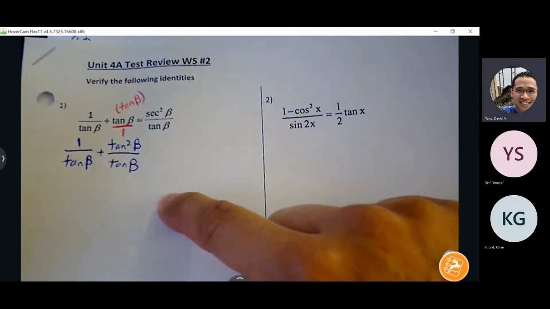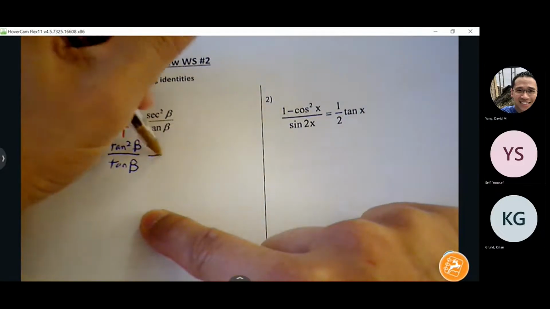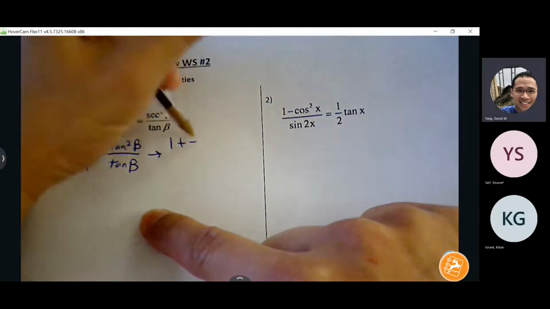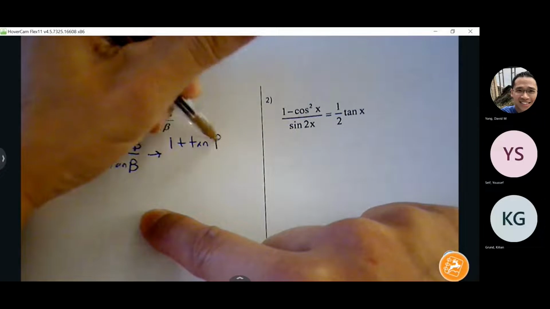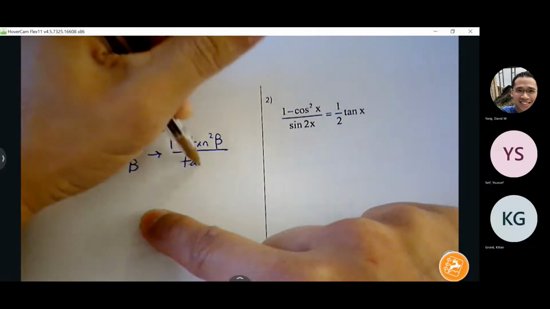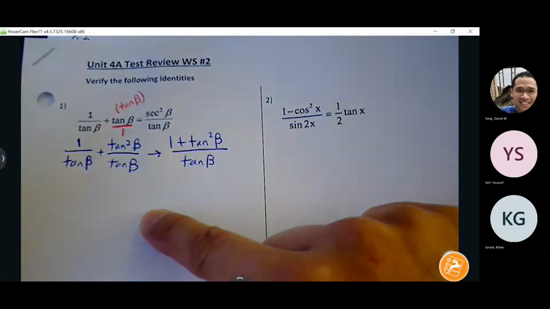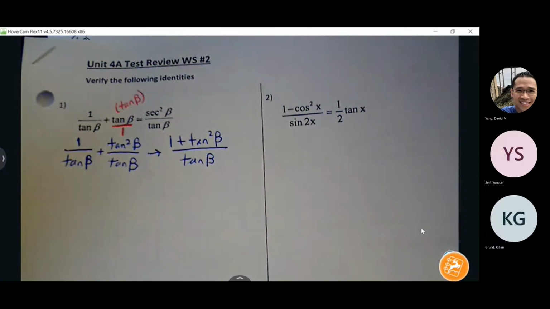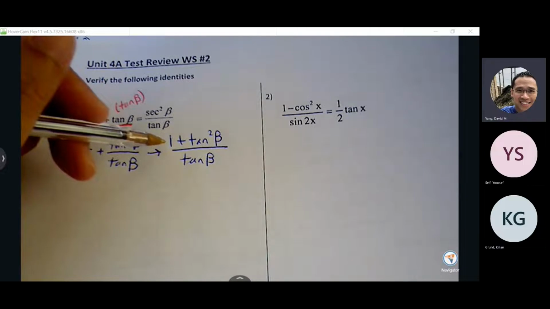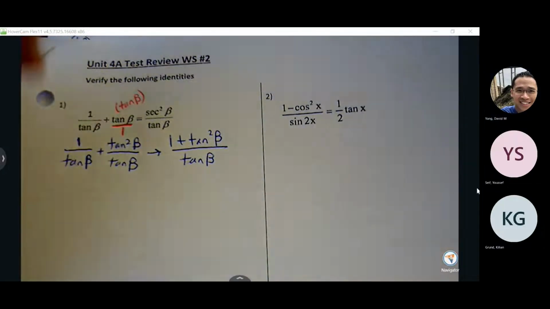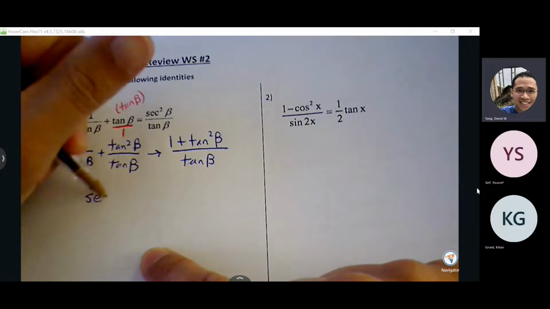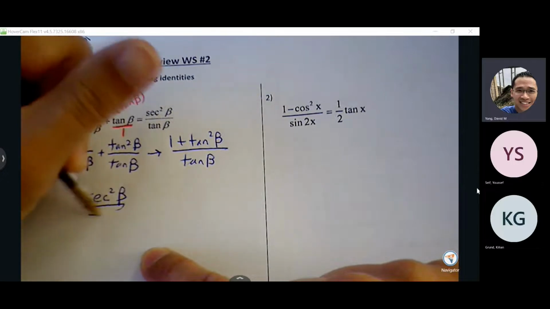Right, so now that I have a common denominator, I can put it all into one fraction. We have an identity there. 1 plus tangent squared equals secant squared. Yep. And we're at the end.